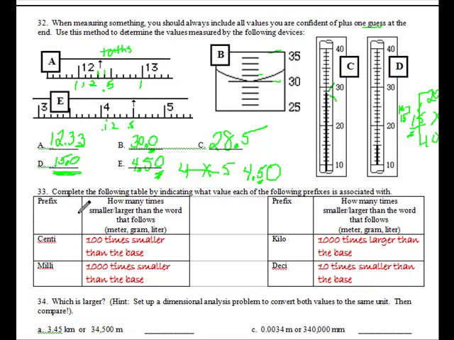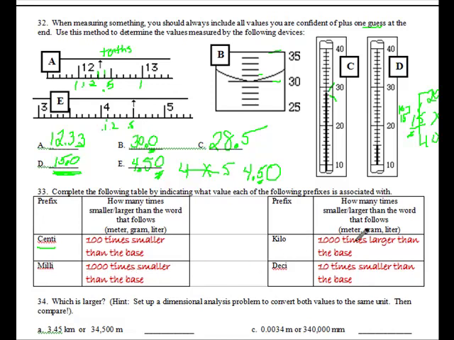All right, number 33. It says, complete the following table by indicating the value. If you see centi, it means it's 100 times smaller than the base. So if the base is a meter, centi, one little centi guy, is 100 times smaller than the whole thing. So that means there's 100 of these little centis that make up the big guy, the big meter. Milli means there's 1,000 times smaller. So a ruler, a meter stick, has 1,000 little lines on it. Each one of those is a millimeter. Add them all together and you get the one big meter.